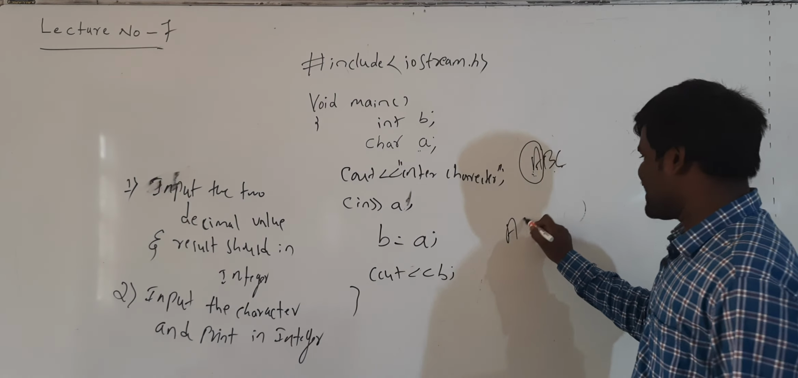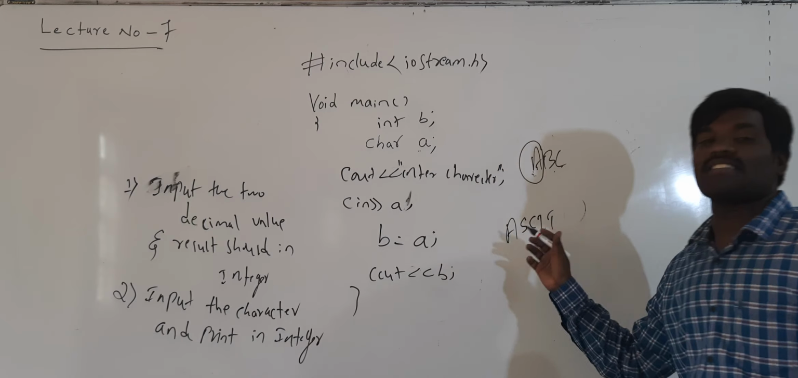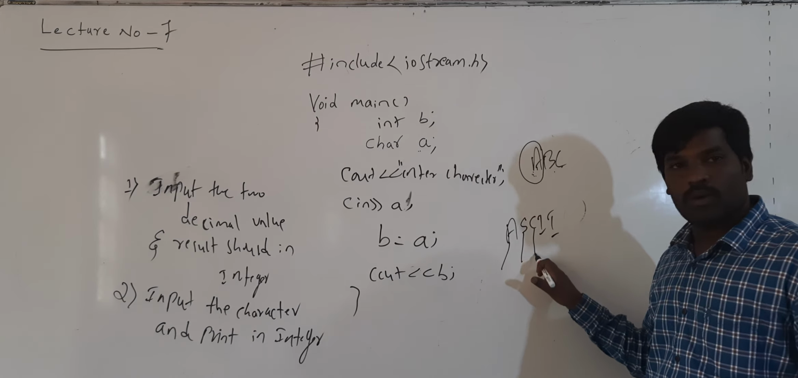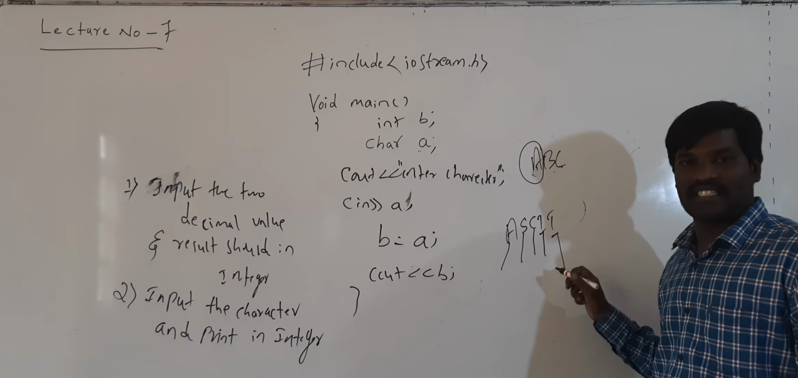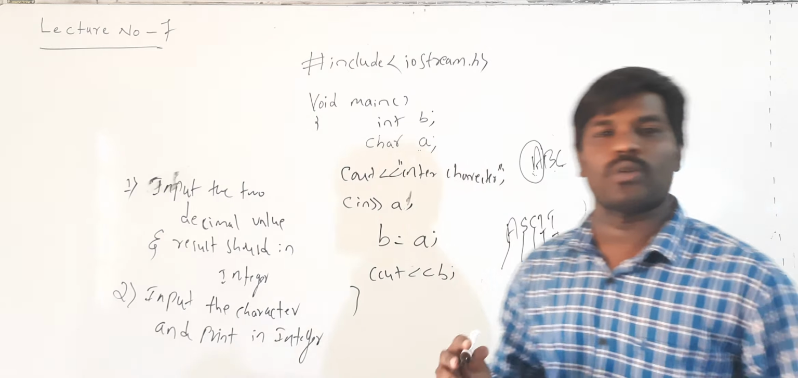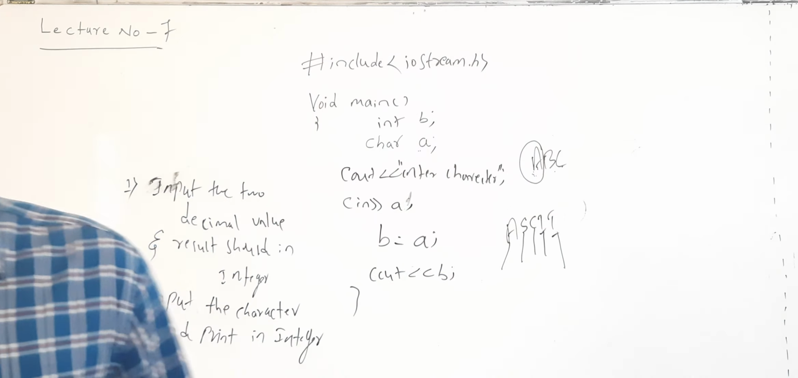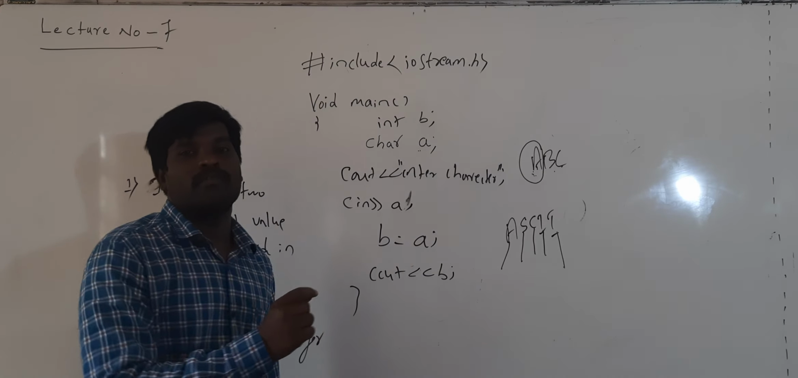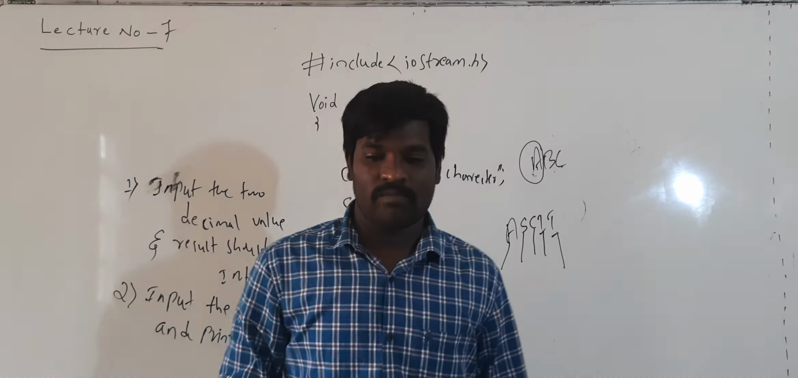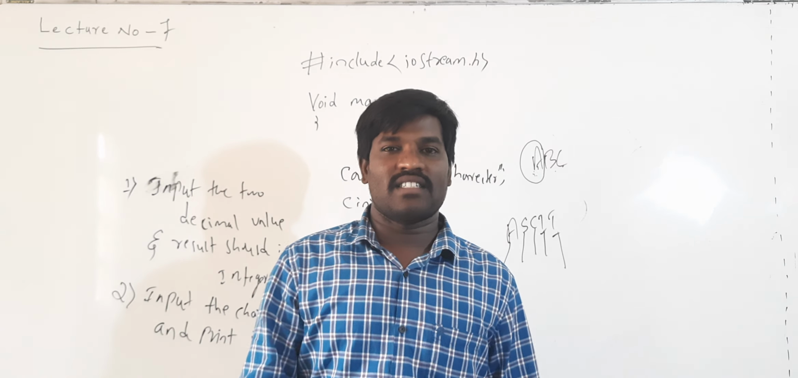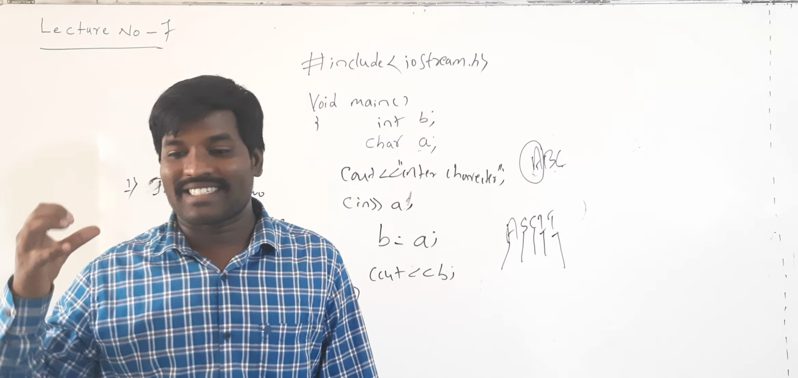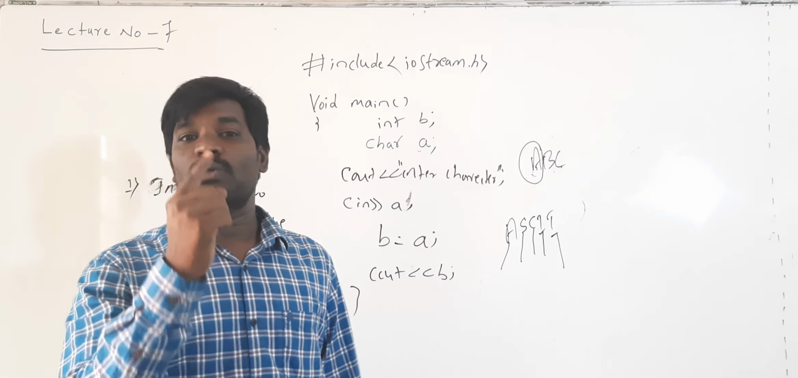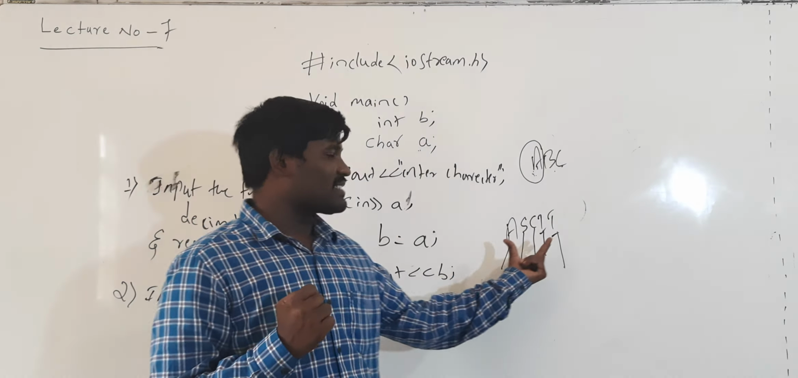I already told you about ASCII. ASCII stands for American Standard Code for Information Interchange. This is a committee that gave one unique number to all the characters. So whatever the characters, symbols, or keys are present on the keyboard, all the keys have one unique number. That is ASCII.